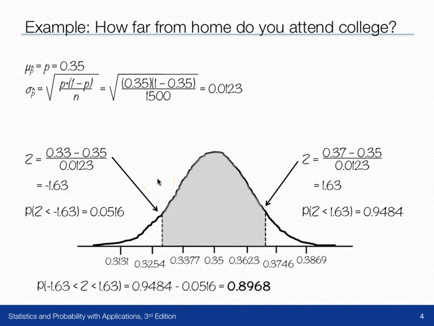By subtracting, we find that the probability that we end up in this region is 0.9484 minus 0.0516, which is 0.8968. So about 90% of the sample proportions will be within 2 percentage points of 0.35. If you'd like to try a problem like this in your book, you can try exercise 9 in this section.